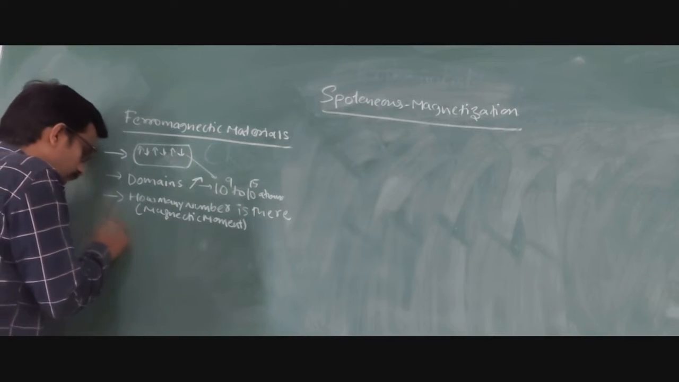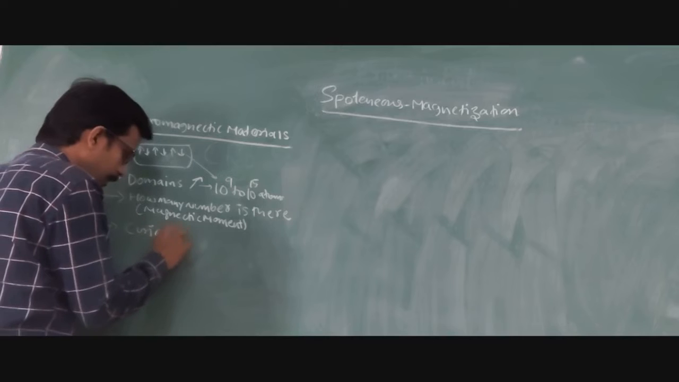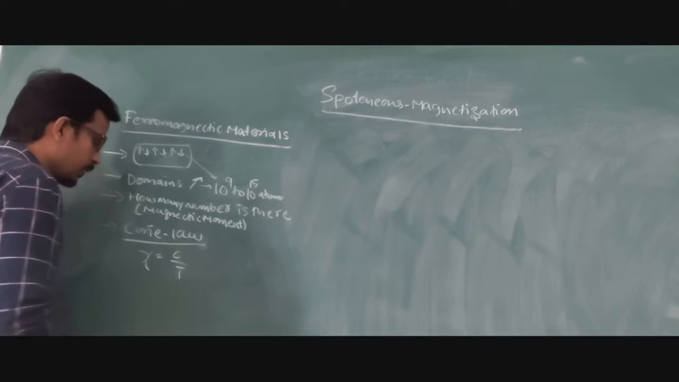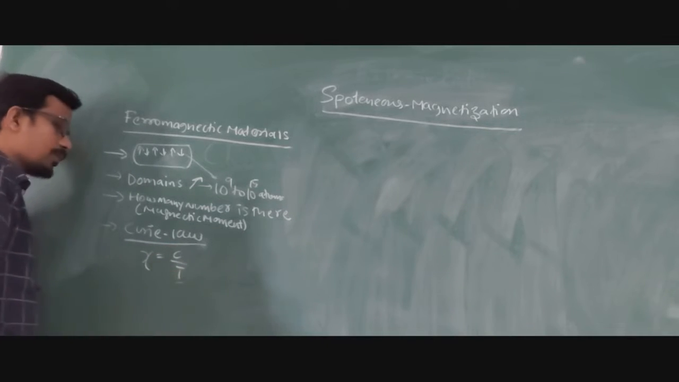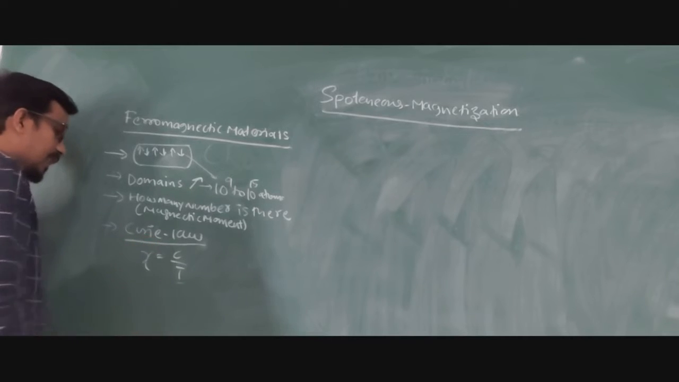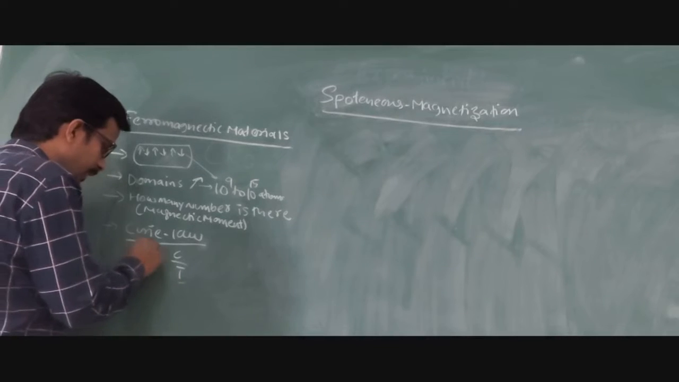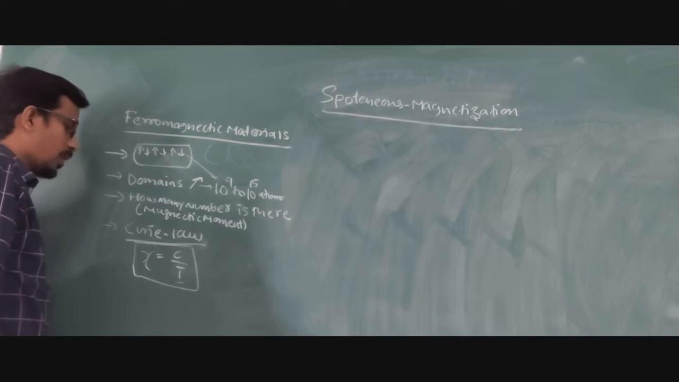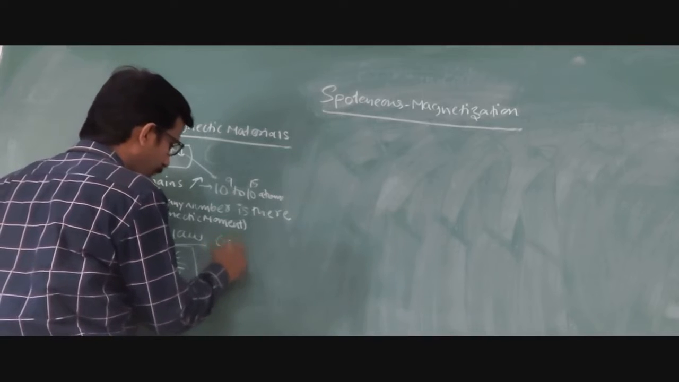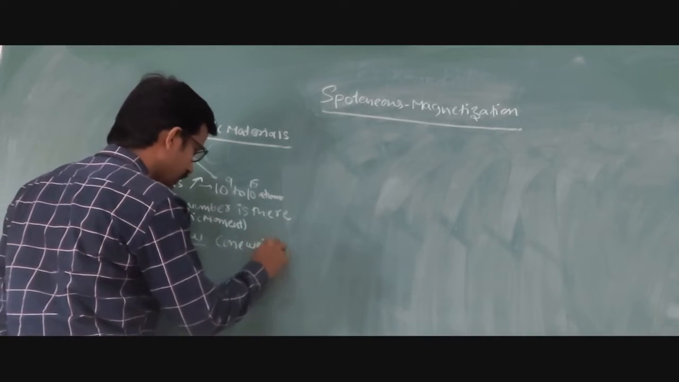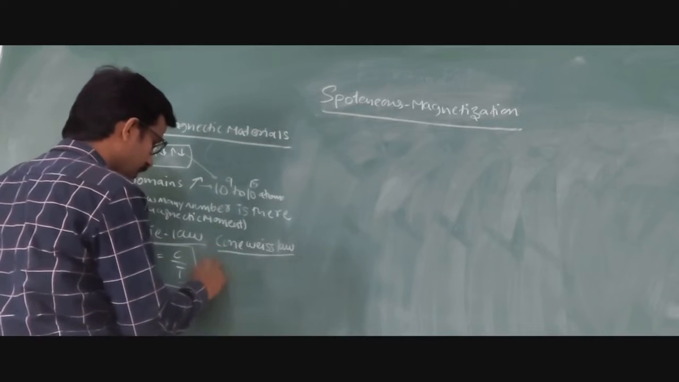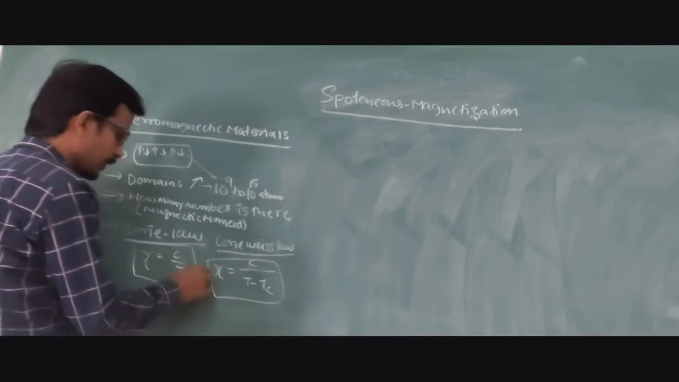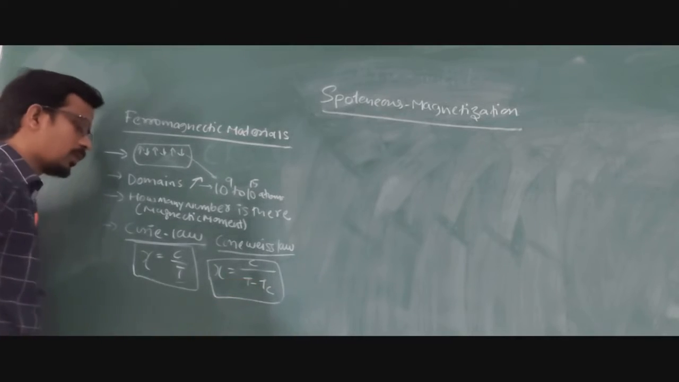Before that, we will discuss Curie's law. Chi is equal to C by T, where C is the Curie constant and T is the absolute temperature. So susceptibility, the symbol we use, chi is equal to C by T. That is Curie's law. And what is the Curie-Weiss law? Curie-Weiss law is the same, but we use two different temperatures. That's why it's called the Curie-Weiss law.